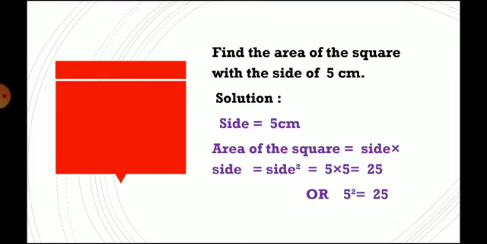So find the area of the square with the side of 5 centimeter. See the solution. We know the formula very well. The value of side is 5 centimeter. Area of the square is equal to side into side, right? So we can write this formula as side square. What is the value of side? That is 5 centimeter. So 5 into 5, which is equal to 25. We can write this as 5 square. So as usual we get 25.